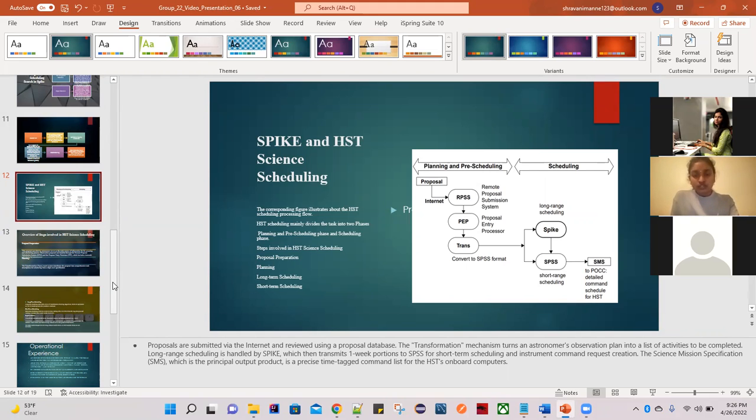This HST processing flow will be carried out in two phases. One is planning and pre-scheduling and the other one is scheduling. The overall steps involved in HST are: first, proposal preparation, next is planning, then long-term scheduling, and the final one is short-term scheduling.